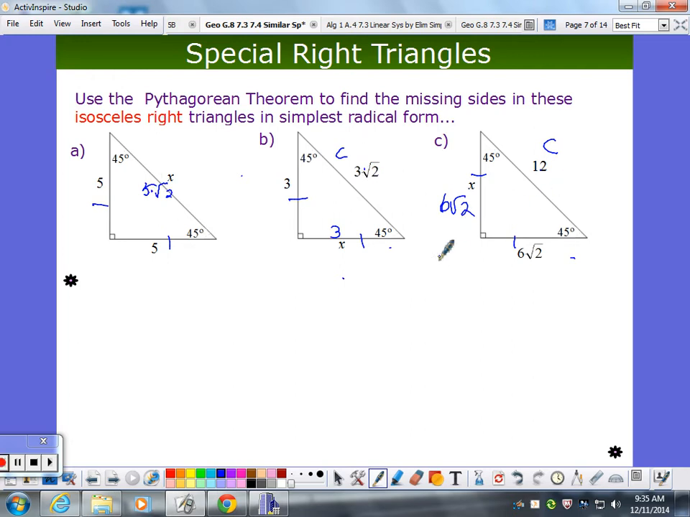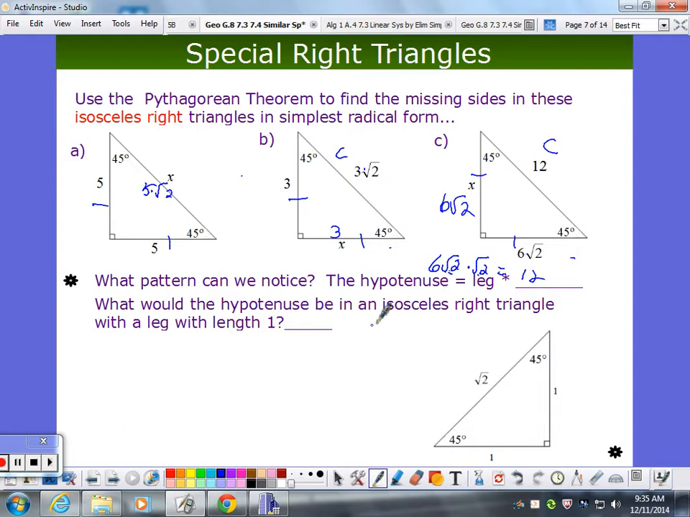Well, let's see. Is 6 radical 2 times radical 2, did I get 12? Well, radical 2 times radical 2 is 2, times 6. Oh, we are. So it's the side times the square root of 2. So the hypotenuse apparently is, let me get rid of some of this mess, the leg times the square root of 2.